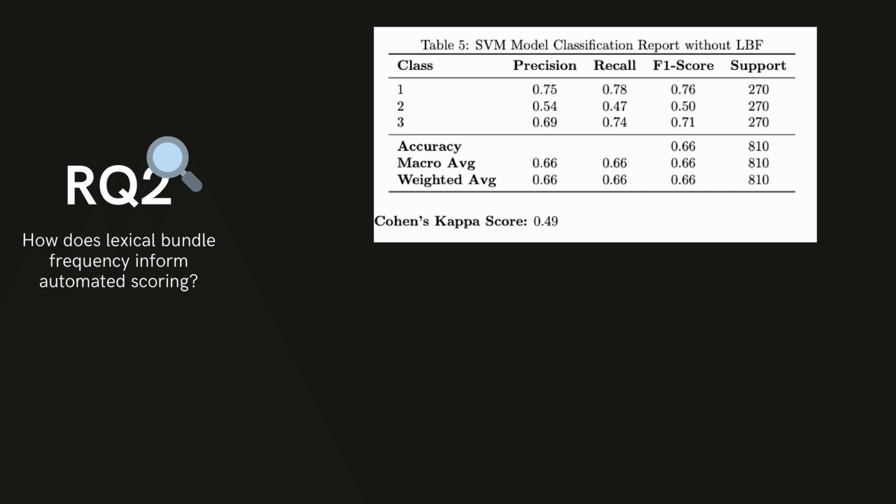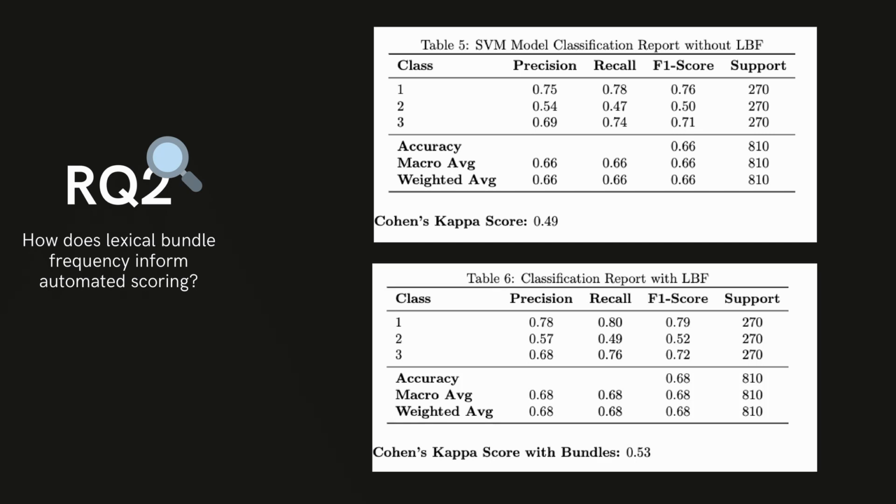0.71 in advanced test takers, so 1, 2, 3, low, medium, high. But when I have the lexical bundle information included, all of them increase. All of them increase. And the Cohen's kappa score increased by 8%, like I said.